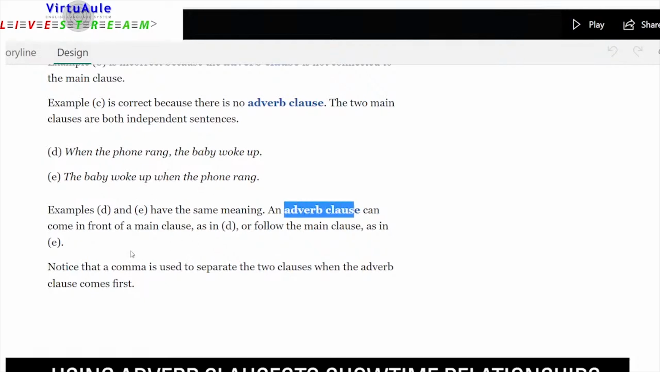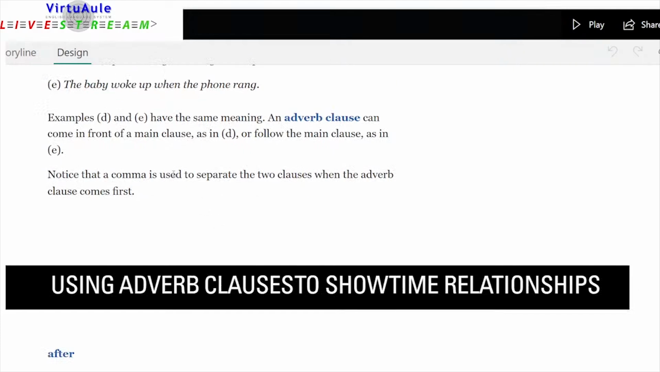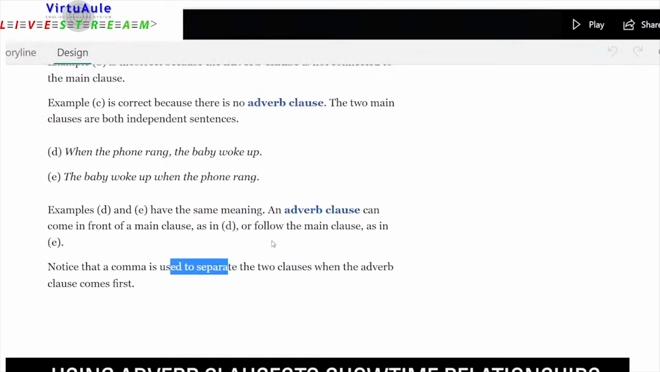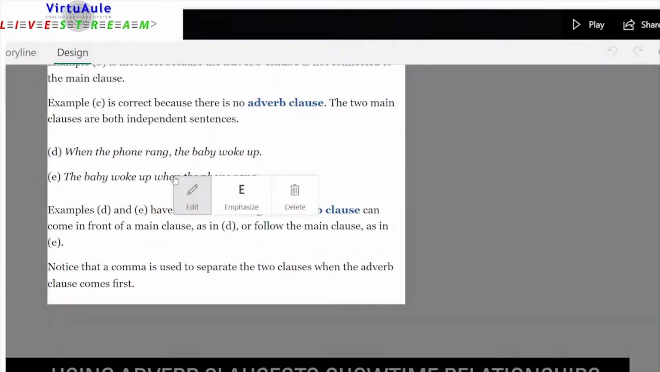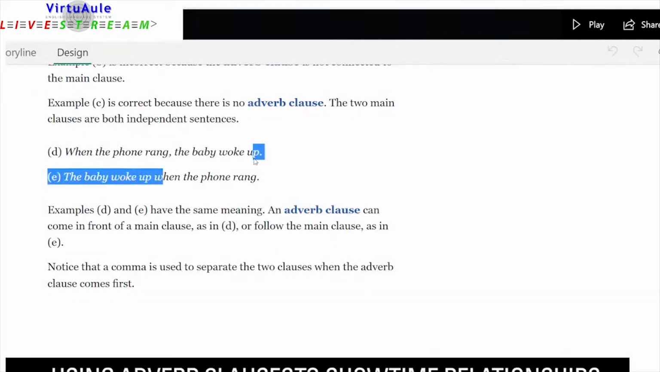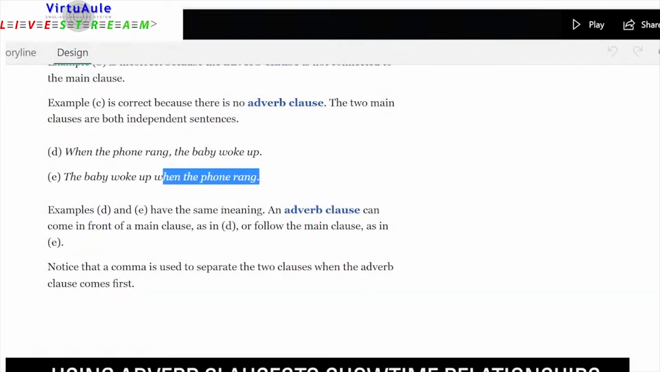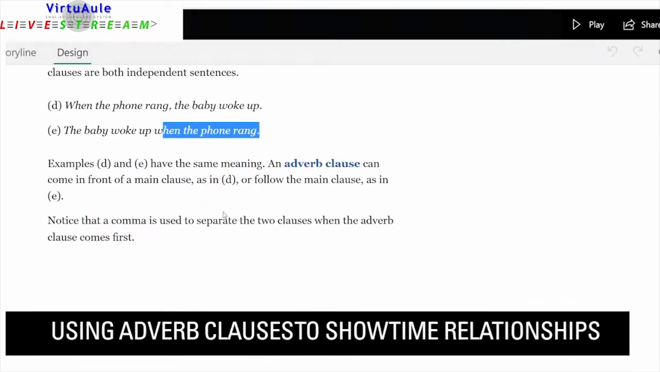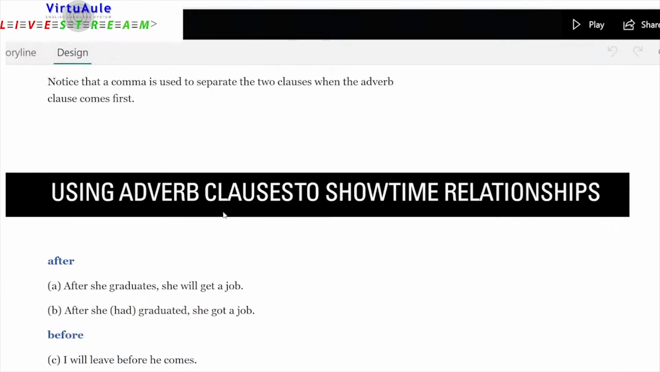An adverb clause can come in the front of a clause, like in D, or it can follow the main clause as in E. The baby woke up when the phone rang. Notice that the comma is used to separate the two clauses when the adverb clause comes first. Okay, this dependent clause needs to be separated. While if you just say the baby woke up, and you add this extra information, it is considered like a complement, so you don't have to put it into a comma.